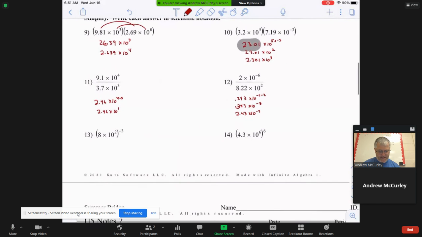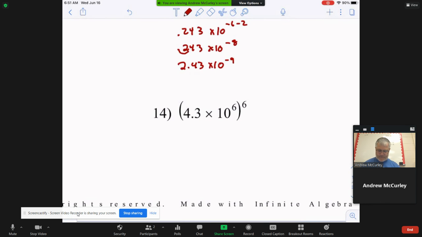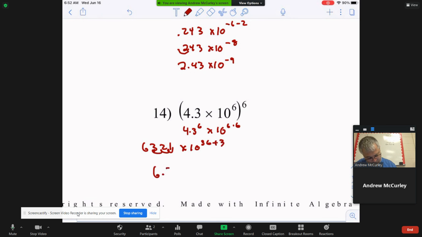All right, one more. Now this one is kind of the same. Let's do 14, then we'll do 13. So 4.3, because this is times in the middle. So this is really 4.3 to the 6th times 10 to the 6th to the 6th. So 4.3 to the 6th. Wow, I got 6321. I'll just round to that. Times 10 to the 36, right? But I've got to move this 1, 2, 3. So I have to add 3 here. So I've got 6.321 times 10 to the 39th power. That's a rather large number.